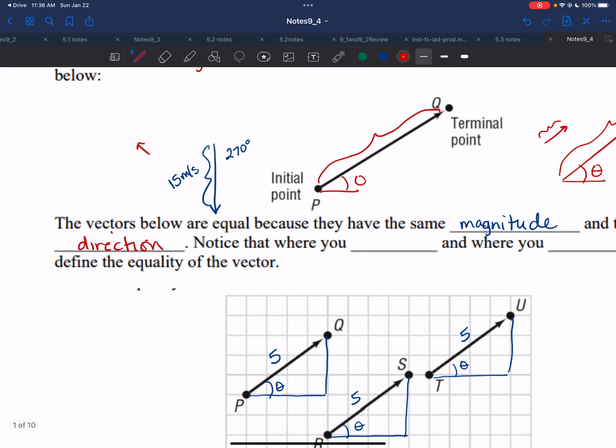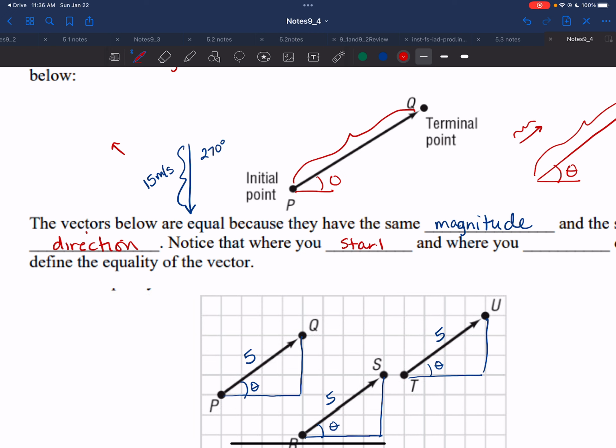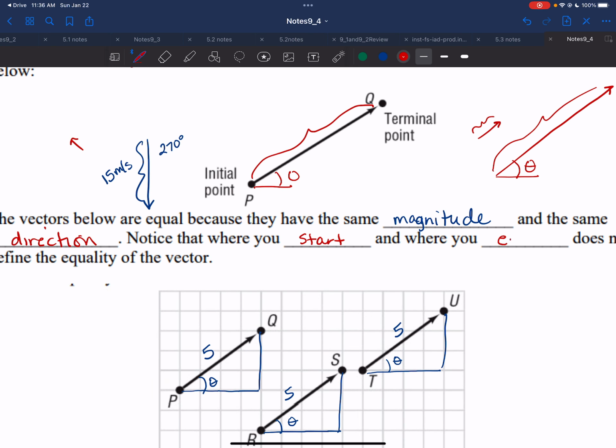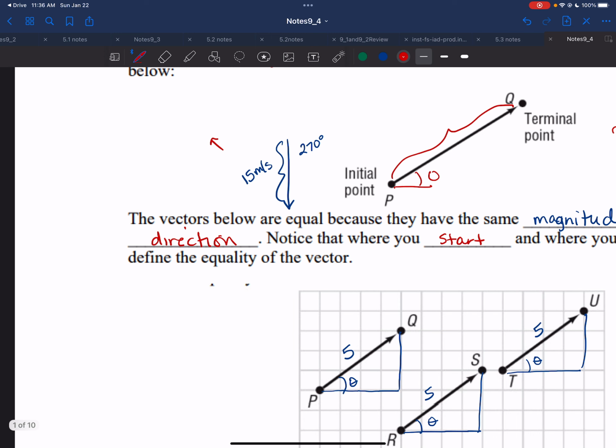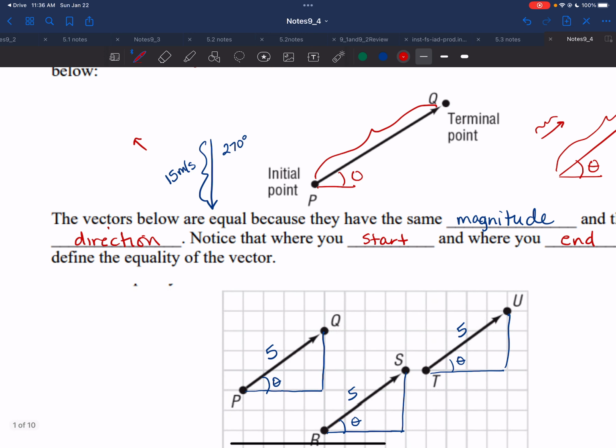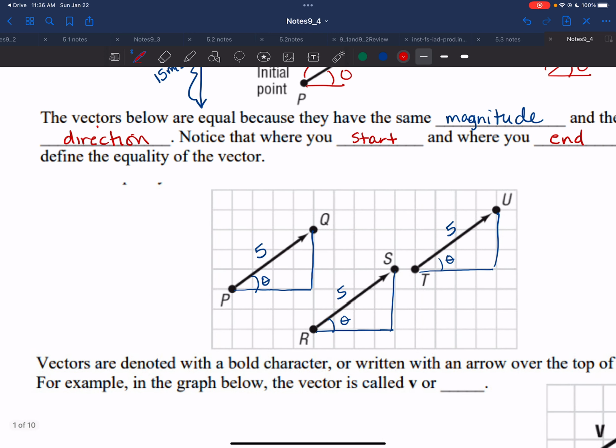Notice that where you start and where you end does not define the quality of the vector. So, right, P is starting somewhere here on the grid, R is starting over here. No matter where you start, that point is irrelevant because your vector value is still going to be the same value. We call this its initial point, and we call this the terminal point.